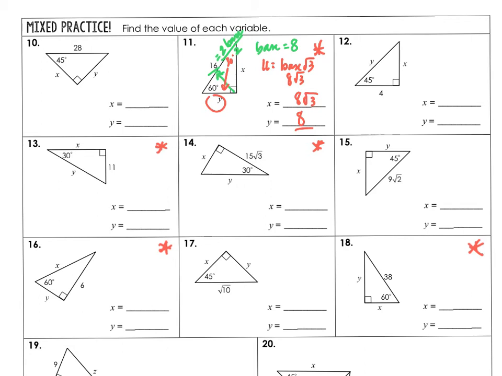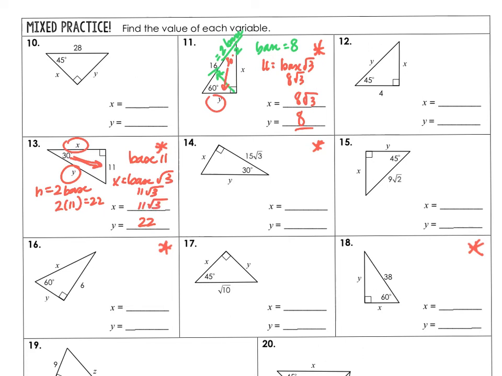Alright, let's look at number 13. Number 13 is an easy one because it gives us the base. When you're given the base, you can easily find the other two. We know we're given the base because our base is always across from our 30-degree angle. So our base is 11. If our base is 11, you can easily find the hypotenuse, which is y, because your hypotenuse is 2 times the base. 2 times 11 is 22. So our y is 22. Go back to the base because your x is your base times root 3. So it's 11 times root 3, which is 11 root 3.